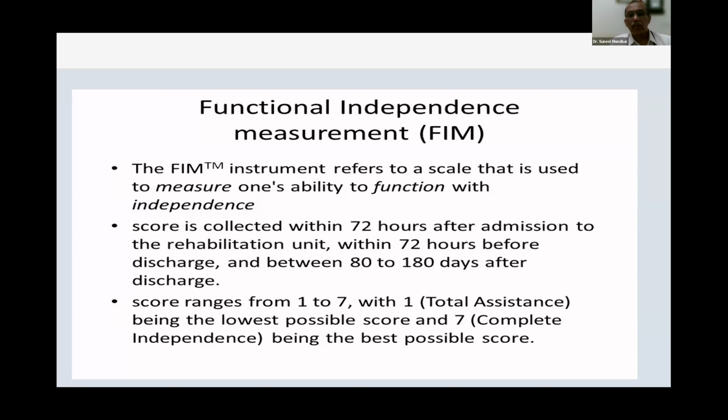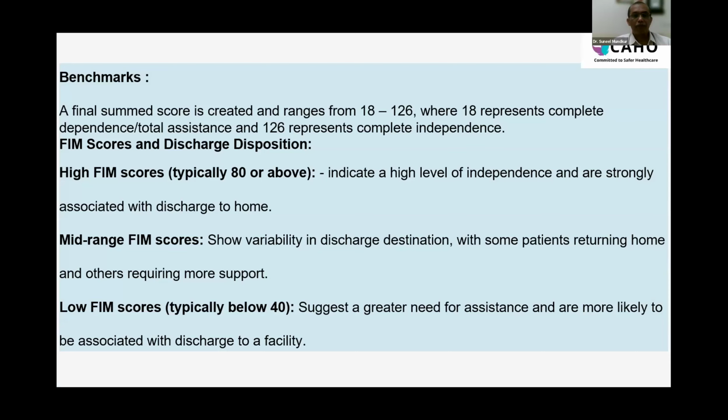So this is the recommendation by the FIM instrument. It should be collected within 72 hours, then 3 days before discharge, and between 80 to 120 days after discharge. Score ranges from 1 to 7, with 1 being the lowest possible score and 7 being the highest, or best, possible score. A final summed score is created and it ranges from 18 to 126, where 18 represents complete dependence, total assistance, and 126 represents complete independence.